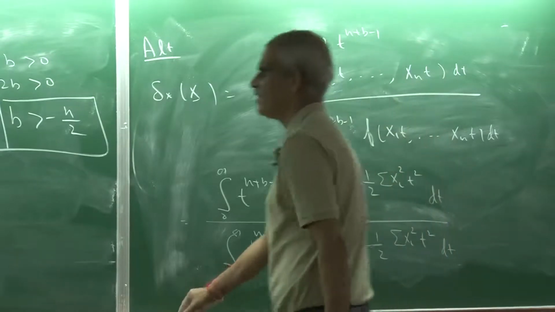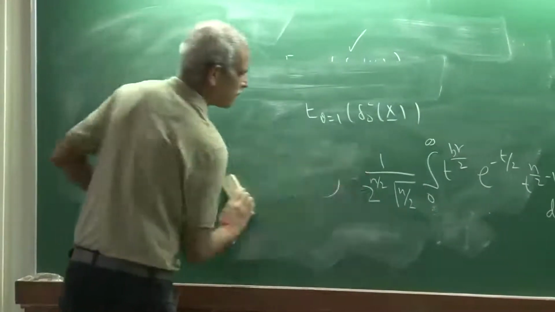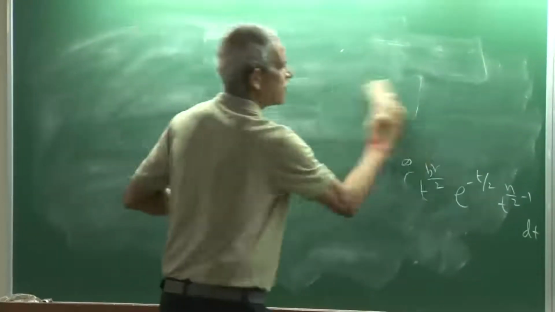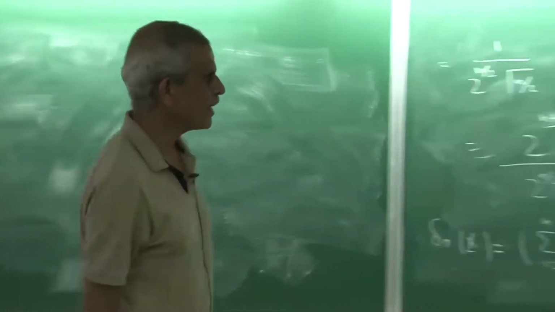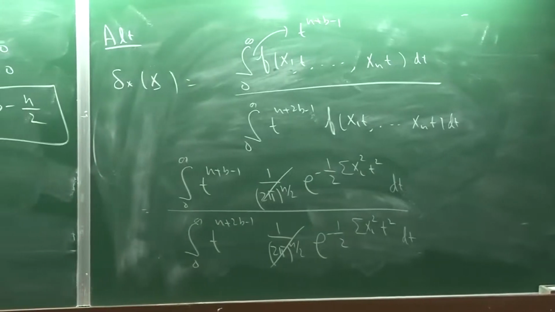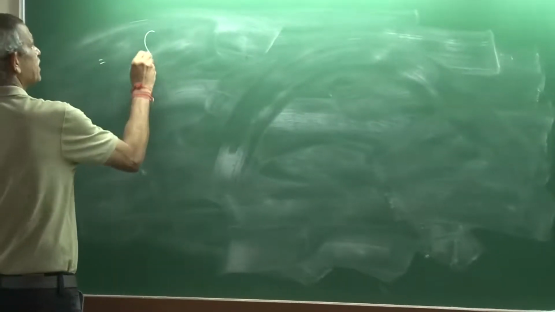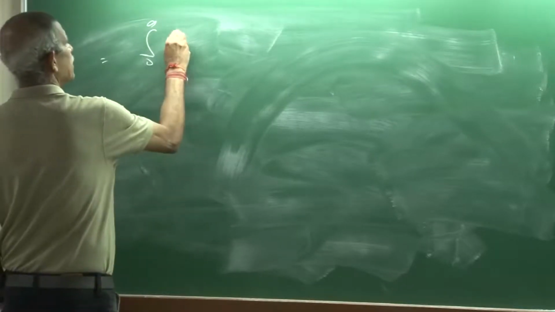Now solving this integral is not difficult. So one can do, so this gets cancelled. So what do you get? This becomes integral 0 to infinity. Let me just simplify it a little bit. t to the power n plus b minus 1.